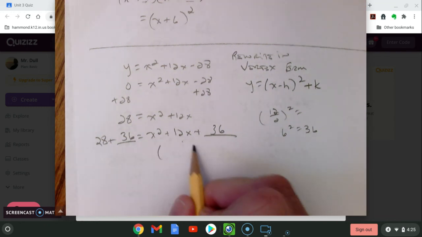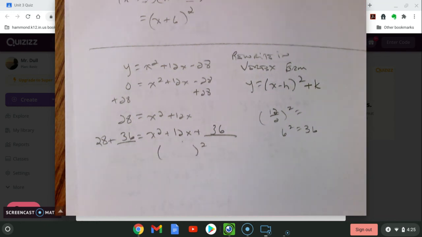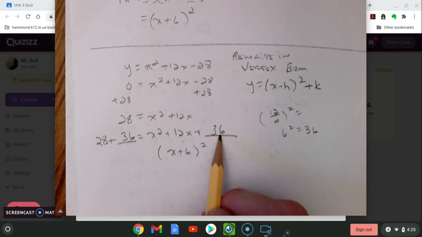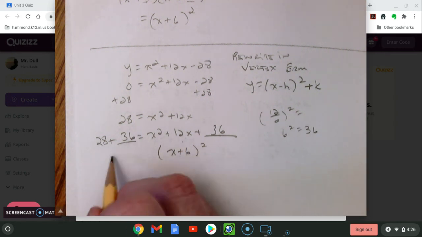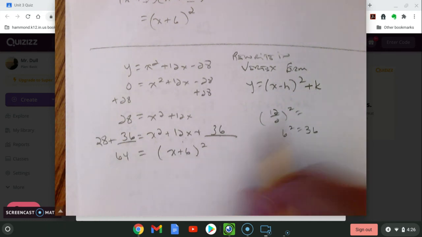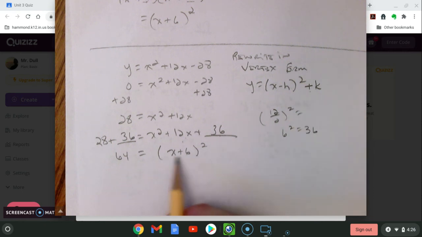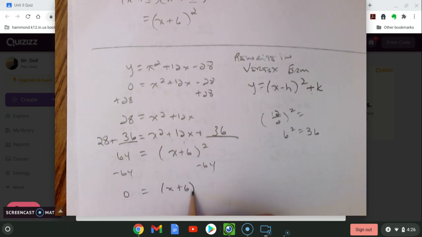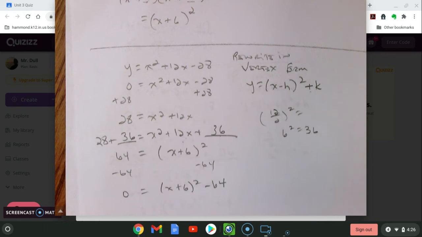All right, left-hand side. What happens here when we factor this? Well, we've seen already, we know this is x plus 6 quantity squared. 6 times 6 is 36. 6 plus 6 is 12. On the right-hand side, these two sum to 64. All right? So now, to fit this pattern, here's my x minus h quantity squared. I need my plus or minus k over here. So let's subtract 64 on both sides. So 0 equals x plus 6 quantity squared minus 64.